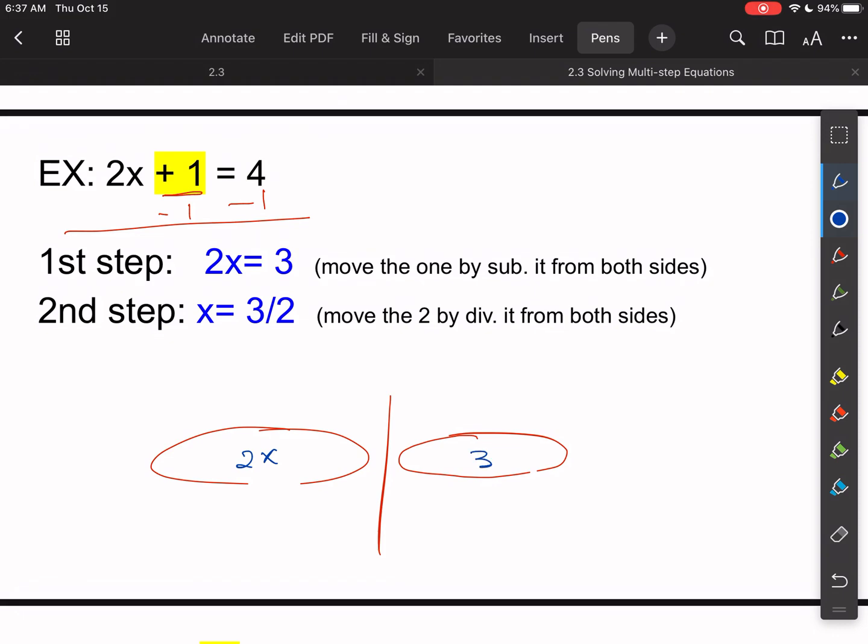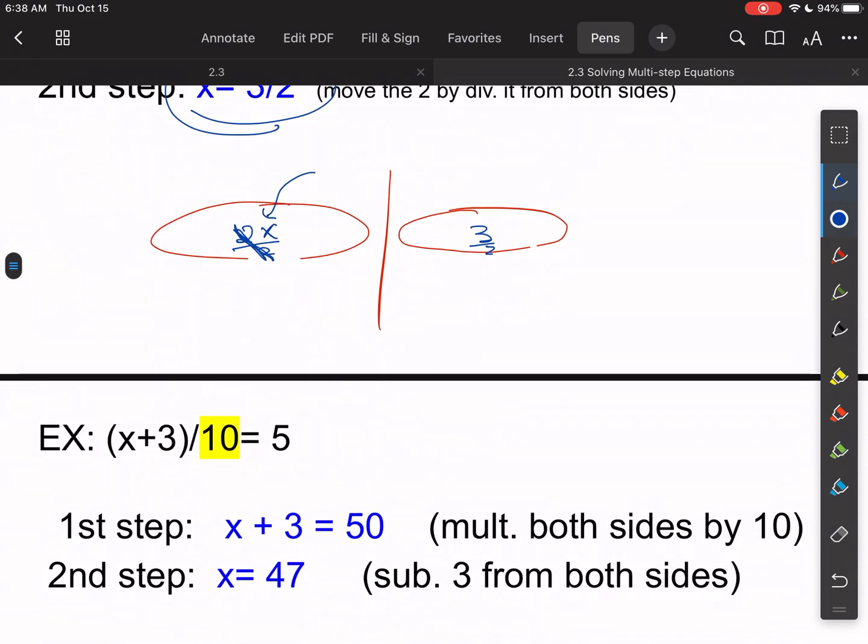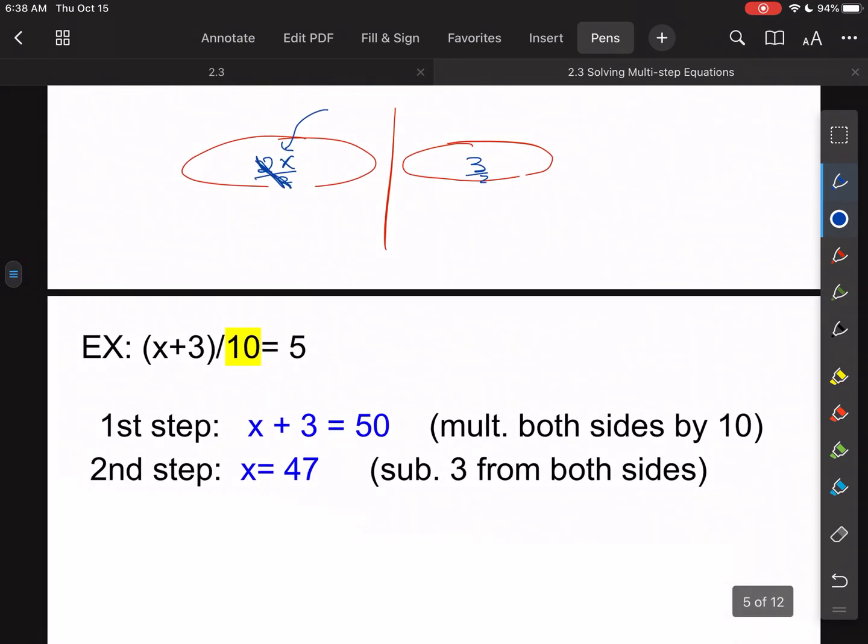Then if I want to get x by itself, we always use an opposite operation. This is being multiplied at the moment, so we need to divide both sides by 2. Our new scale will look like this. These will go away, and we'll be left with x on one side and 3 halves on the other. That is my answer. So we're solving the equation by isolating the variable by performing opposite operations. That's really the key big picture for today.